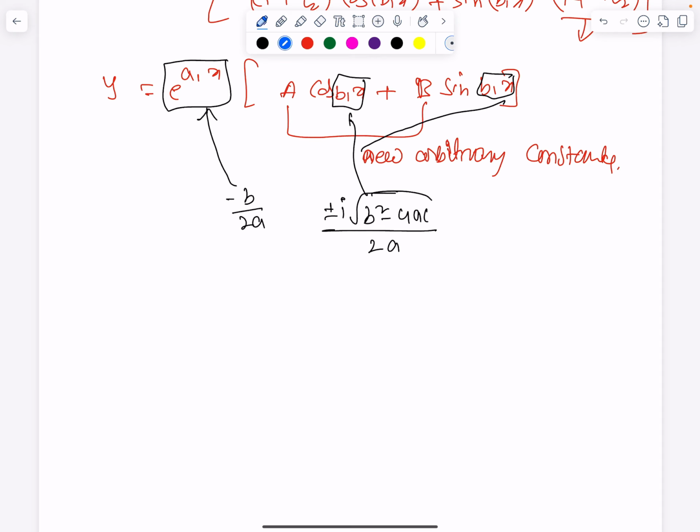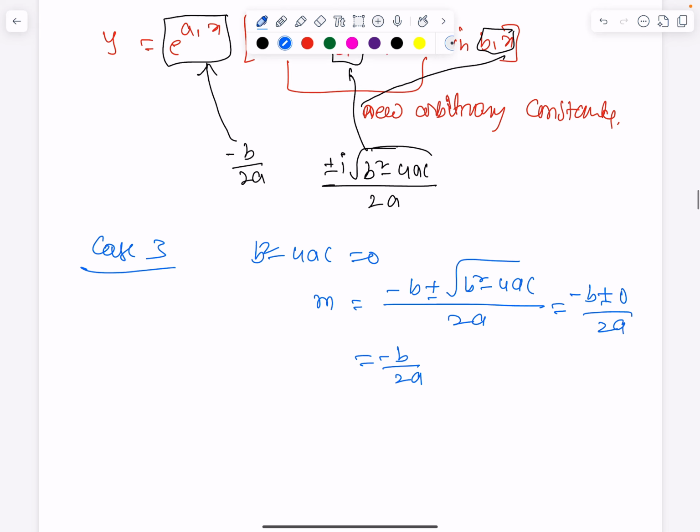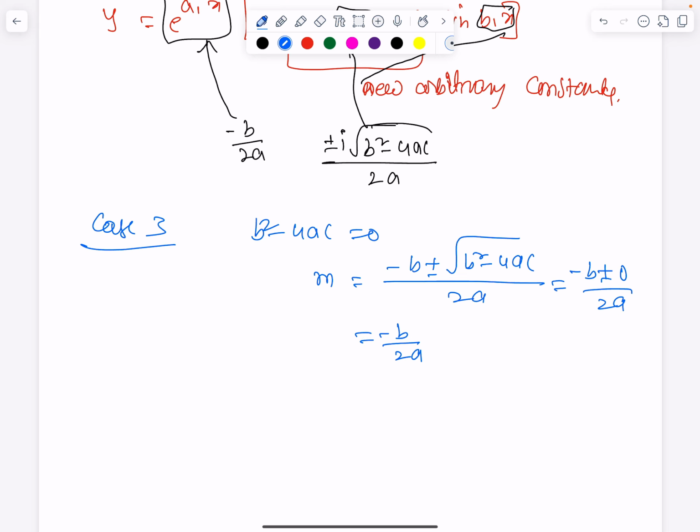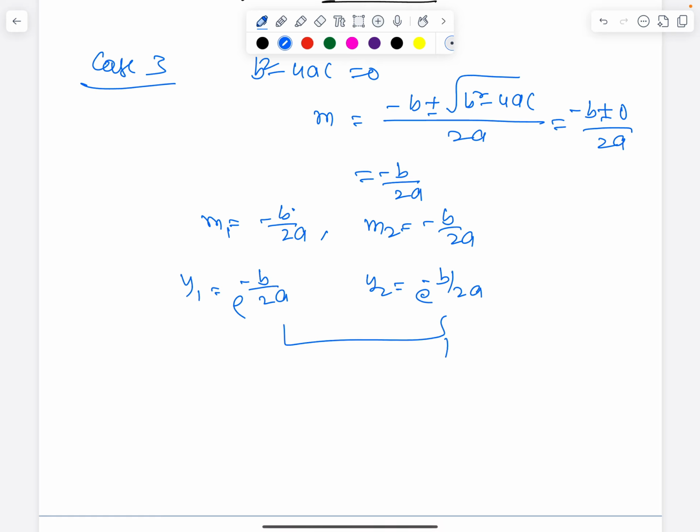And third case, case 3, b square minus 4ac is 0. When b square minus 4ac is 0, your m is equal to minus b plus or minus square root of b square minus 4ac by 2a, which is nothing but minus b plus 0 by 2a. Since it is a second order quadratic equation, your first root is minus b by 2a, but the second root is also minus b by 2a. So when you write this solution, y1 is equal to e^(-b/2a x) and y2 is equal to e^(-b/2a x). You see, both are the same.